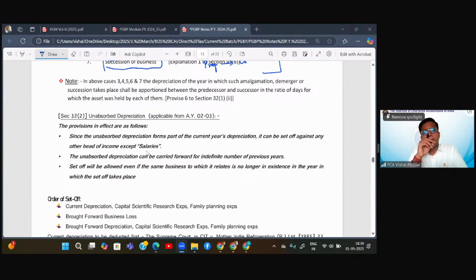Soumya, can additional depreciation be claimed on imported machinery? Yes. Why? See, if it is plant and machinery, and it will be used in your production activity, you are a manufacturer, it is new plant and machinery, it is allowed. Correct, Soumya?